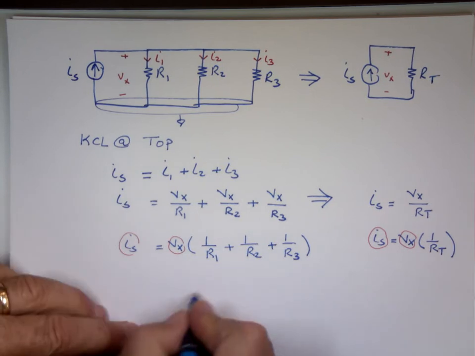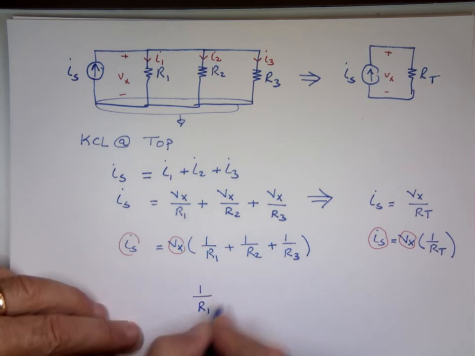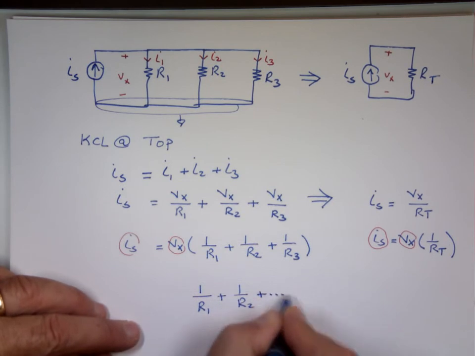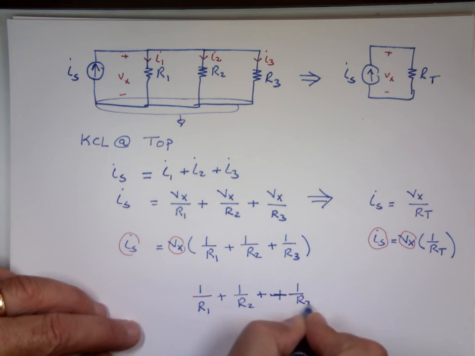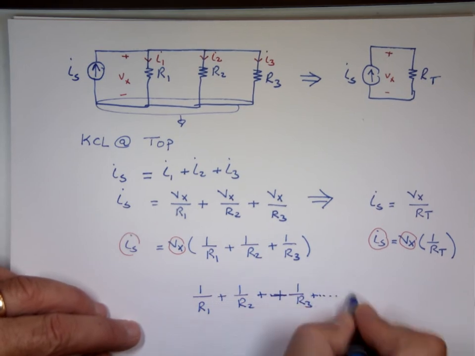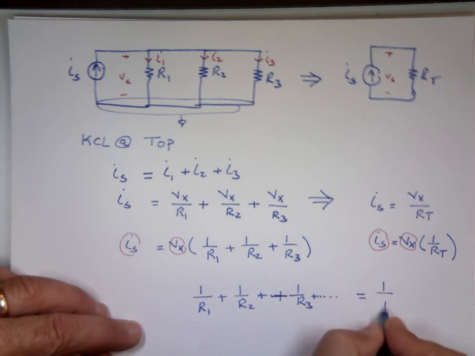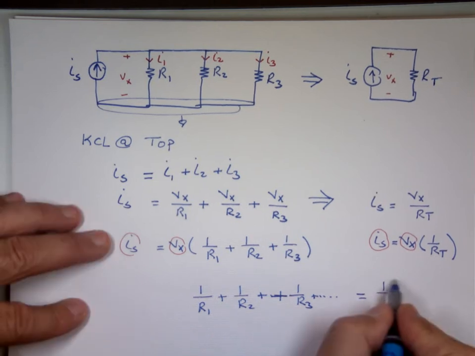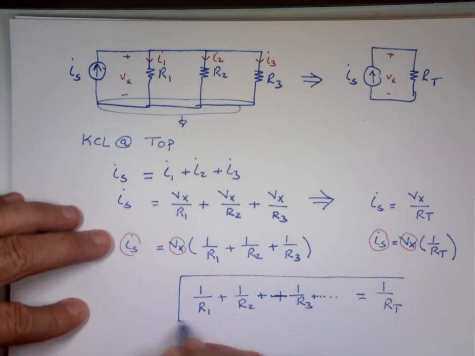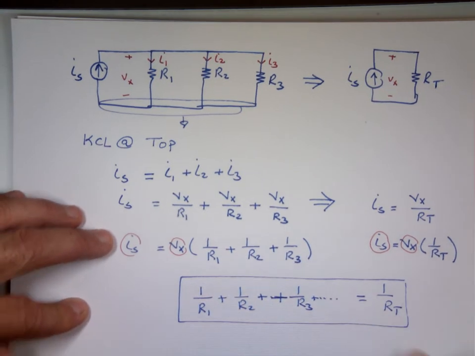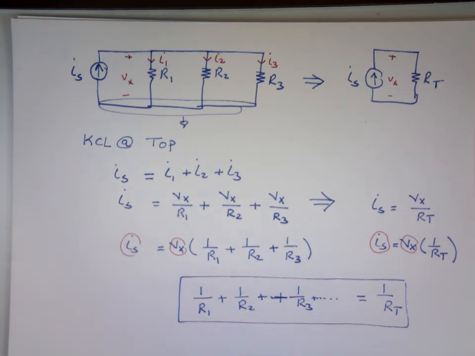1 over R sub 1 plus 1 over R sub 2 plus, if you have R sub 3, 1 over R3. If you have more than that, it should equal 1 over R sub T. So that's how we find the equivalent of resistors. 1 over RT equals 1 over R1 plus 1 over R2 plus 1 over R3 and so forth.